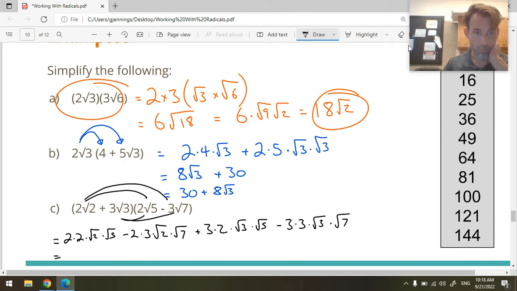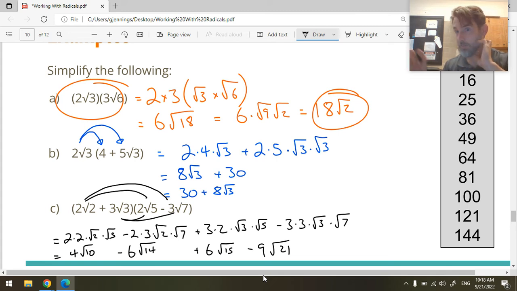This is equal to 4 root 10 minus 6 root 14 plus 6 root 15 minus 9 root 21. I happen to know that 10, 14, 15, and 21, none of them contain a square as a factor. So there's no way to simplify any of these radicals. There's no way to add unlike radicals together. So we're done with that problem. And that is the simplified numerical answer to that problem.